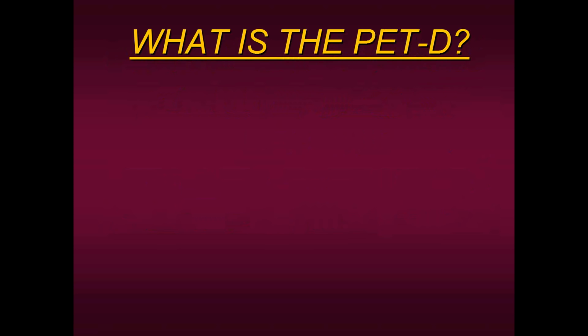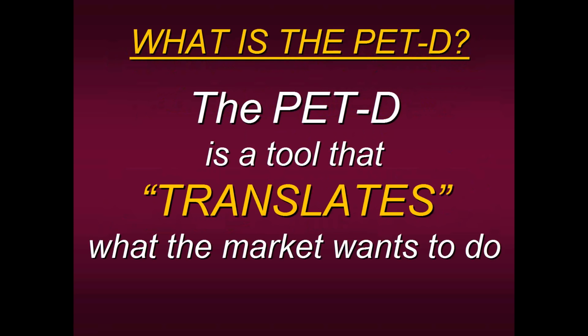All right, remember we talked about how everything comes from the chart in front of you, how you must learn to listen to the market. Well, the PET-D is a tool that translates what the market wants to do. If you're learning how to listen to the market, this is the best tool I know of that simply translates what it wants to do. Think of the market as a great friend you really like but who doesn't speak English very well, and you need someone to translate what your friend is saying to you. That's what the PET-D does.